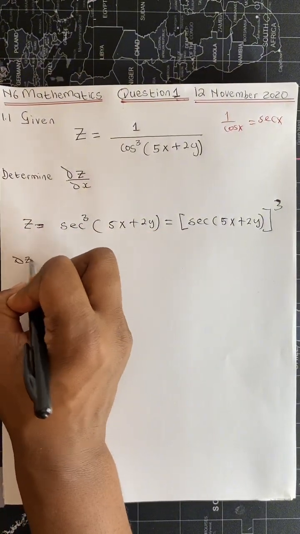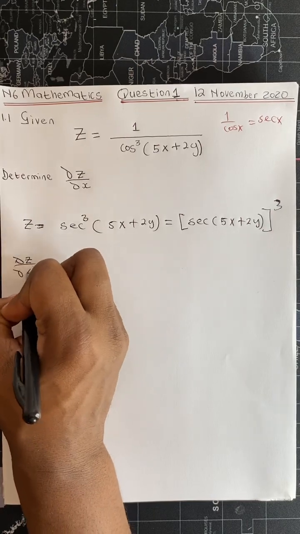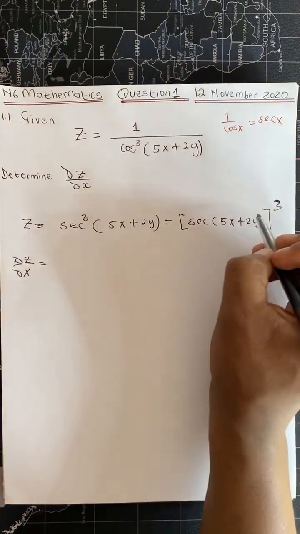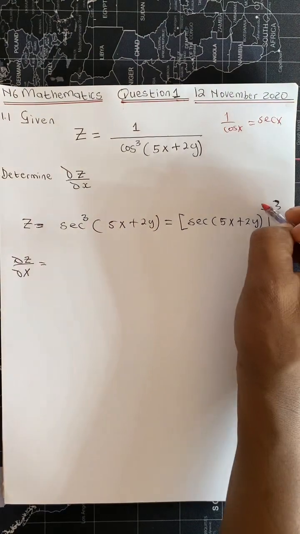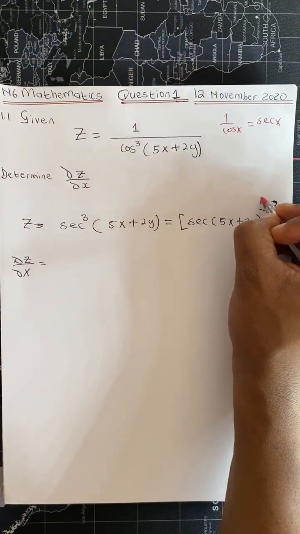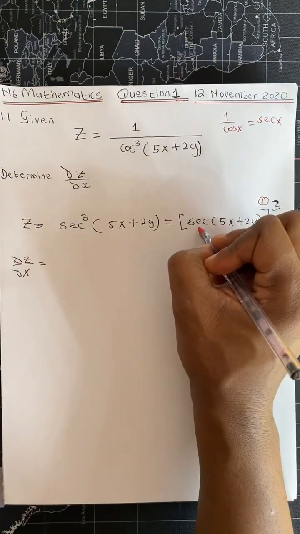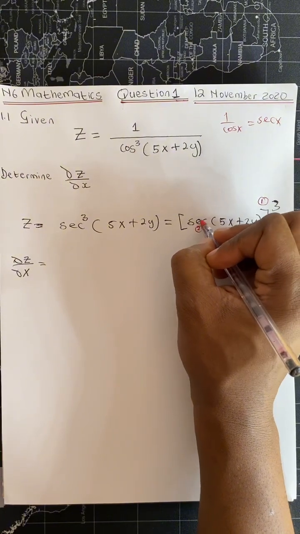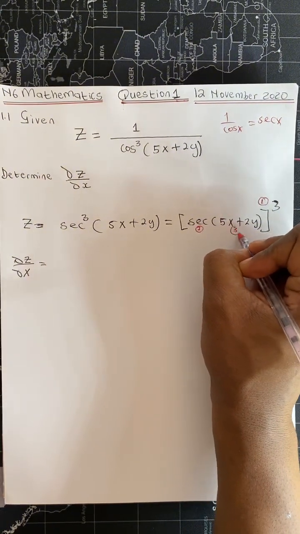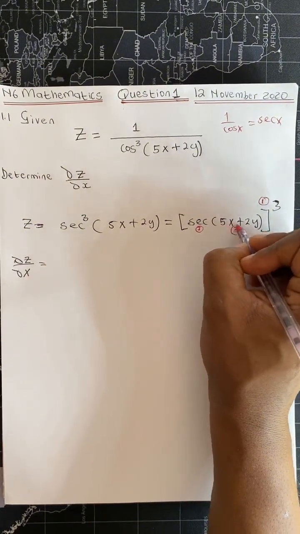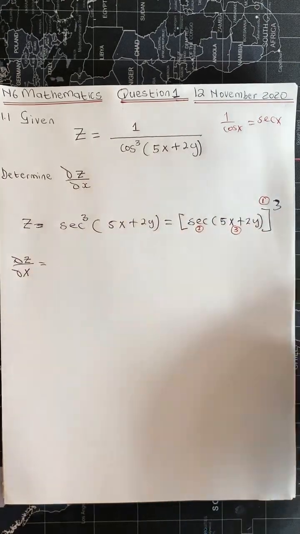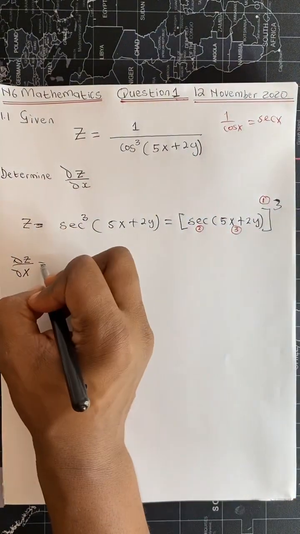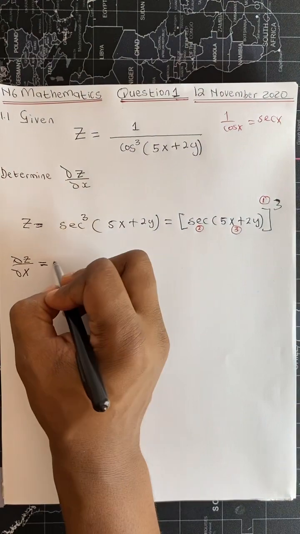So let's differentiate z with respect to x. We first have to, number 1, differentiate the brackets. Number 2, we differentiate the sec. And number 3, we differentiate what's inside the sec, the 5x plus 2y. So number 1, let's differentiate the parentheses.